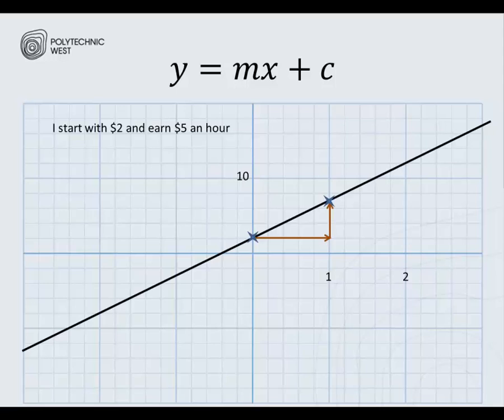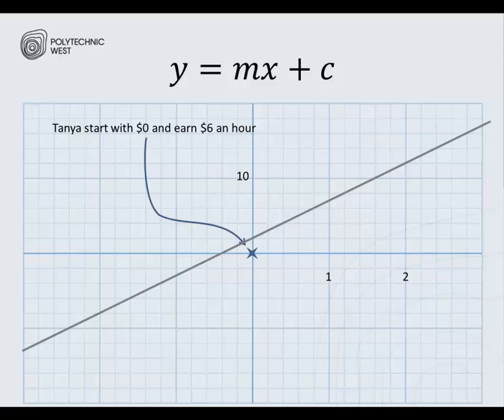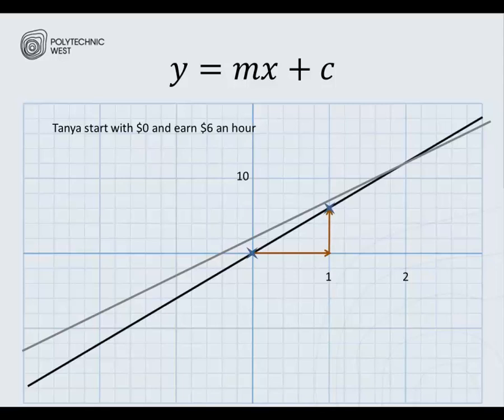Riches. My friend Tanya, on the other hand, she earns much more than I do. She starts with nothing in her pocket, but she earns $6 an hour. So there, she starts with nothing in her pocket at 0 time, and she earns $6 in 1 hour. So at the end of 1 hour, she will be $6 richer. Draw another line. That's Tanya's earning line. Now from this you can see that there's some point at which Tanya and I both have the same amount of money, after which Tanya would have more money than I. And in the next lesson we'll be talking about how we predict that point.